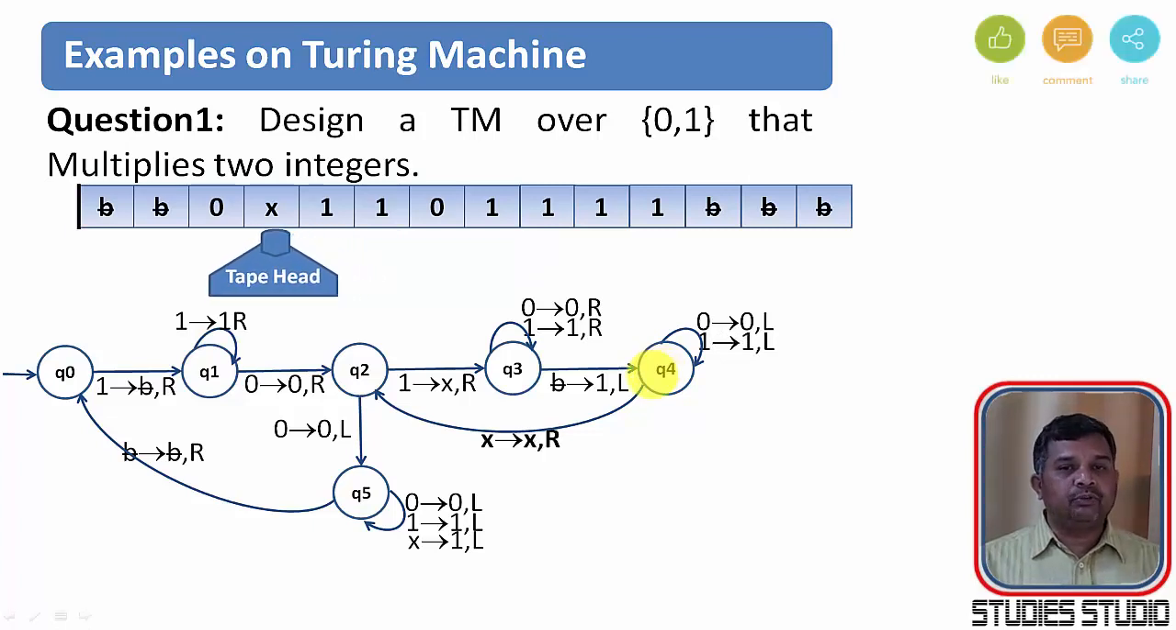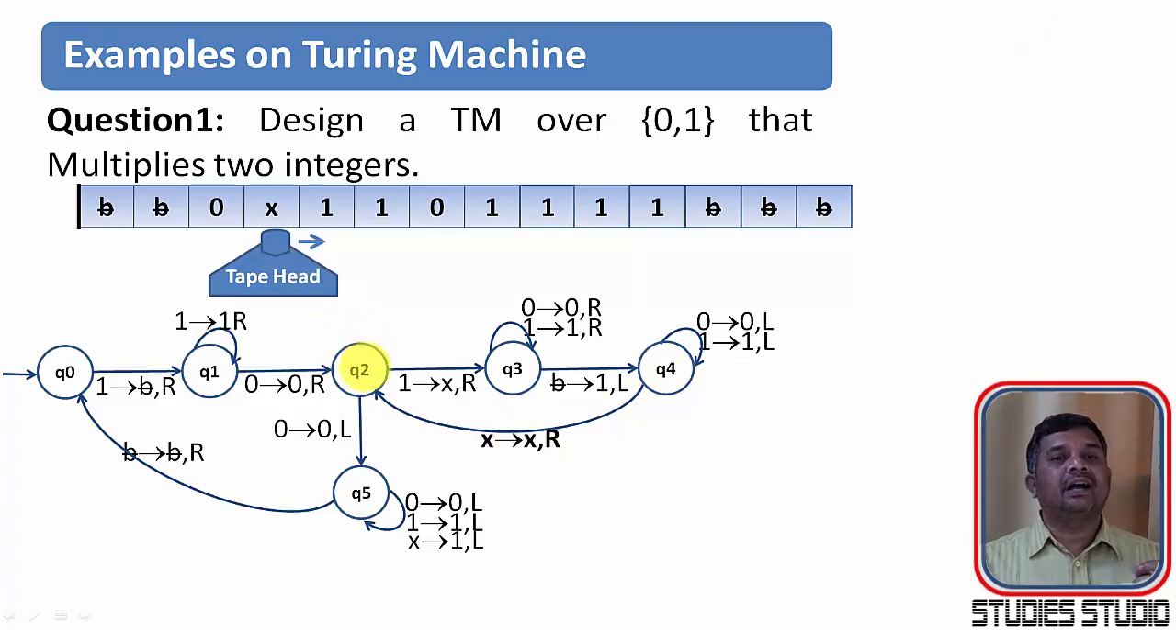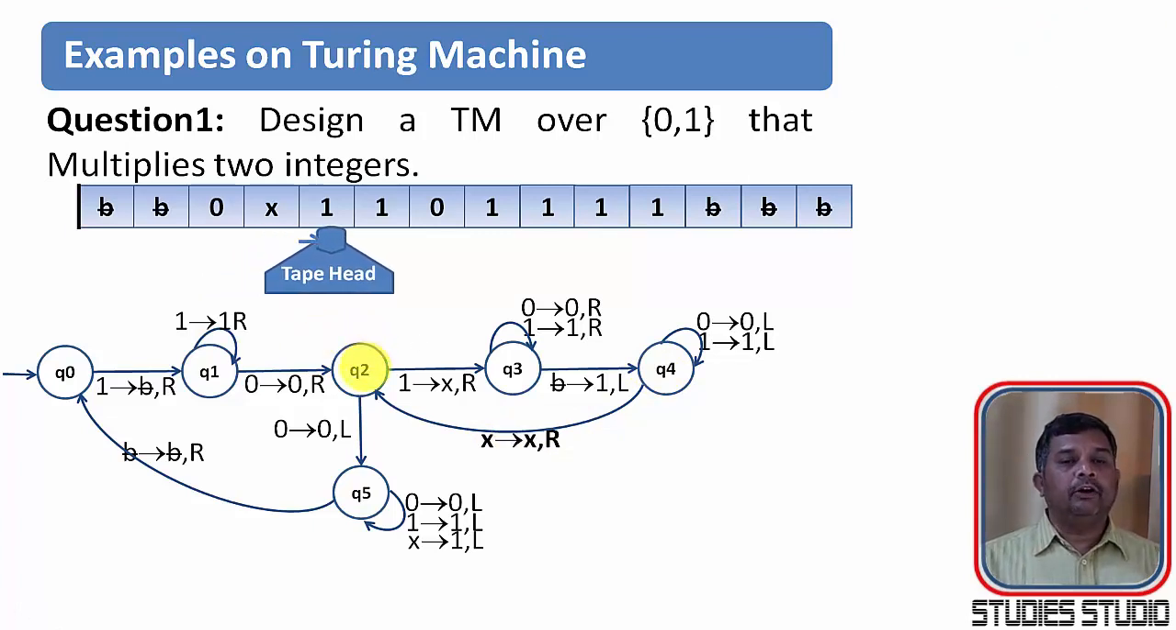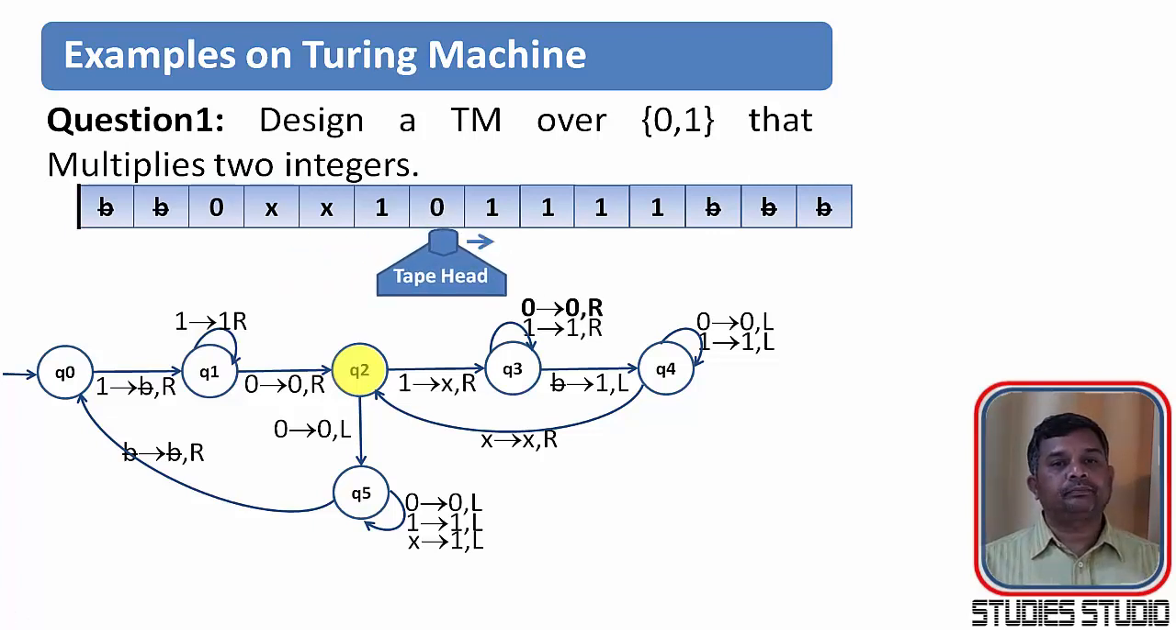Now I am at state Q4. I got input symbol X. So I wrote X onto it and start moving right. Now the first cycle is over. For these two ones also I need to do the same thing. So I need to process a little faster so that we can save some time.